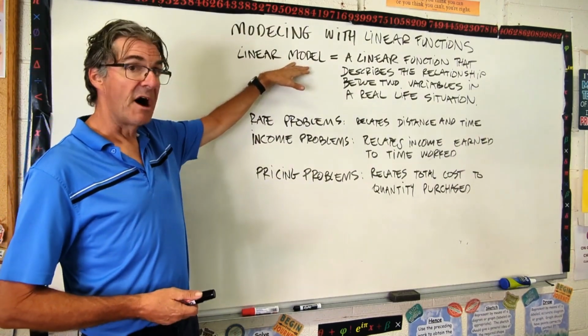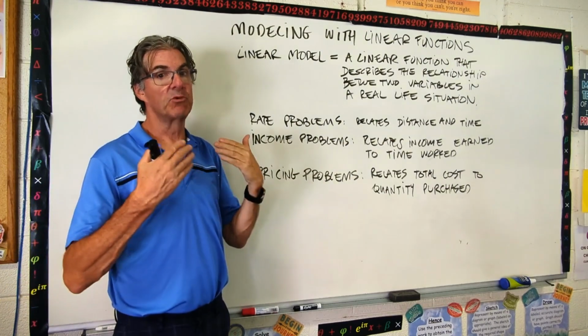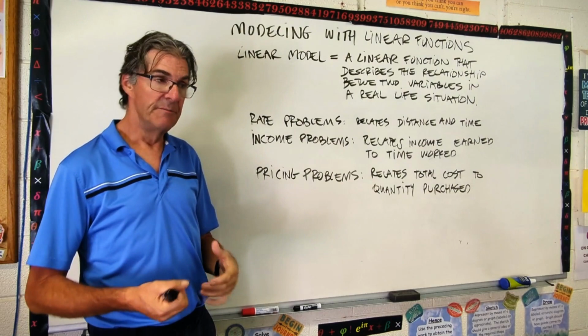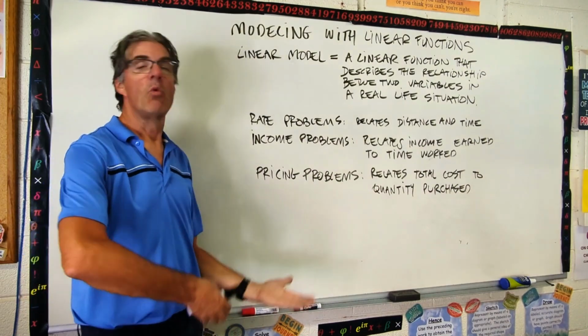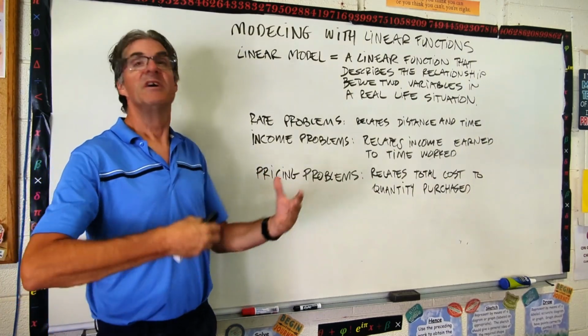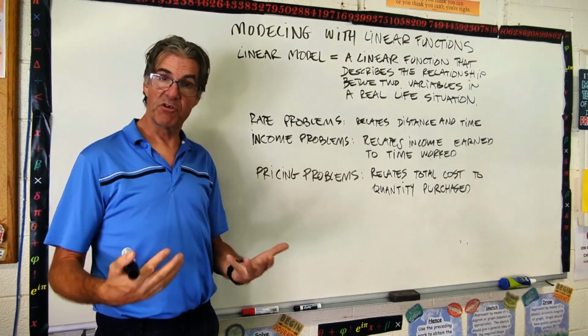Modeling, a linear model, it's a way to describe reality. So this is kind of where mathematics comes from. People noticing things about reality, wanting to describe them with mathematics. So they create models that will predict behavior and describe behavior.